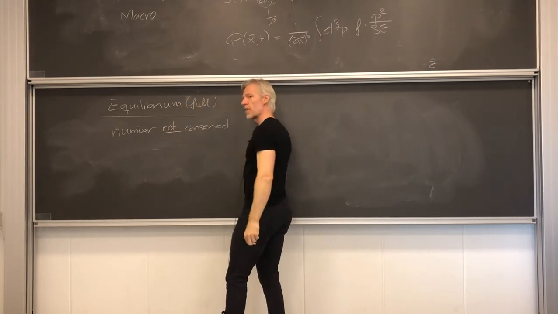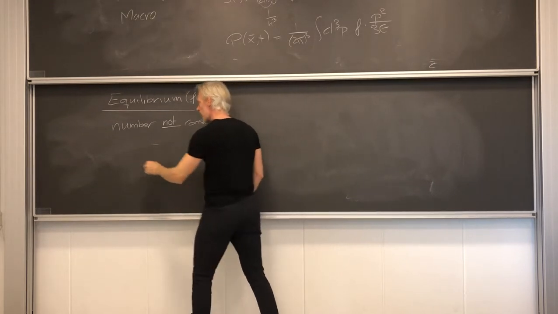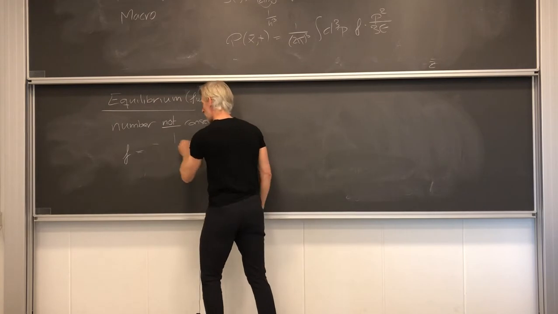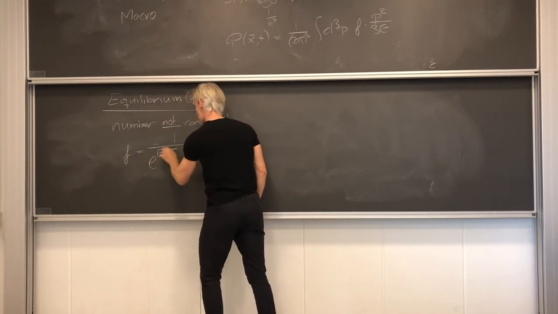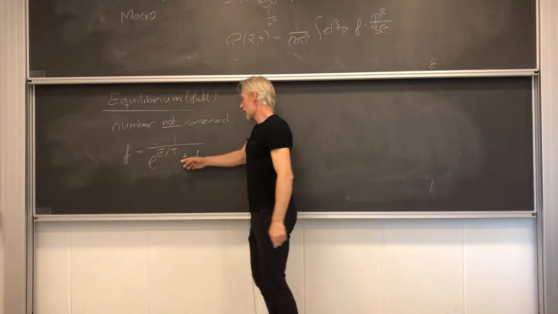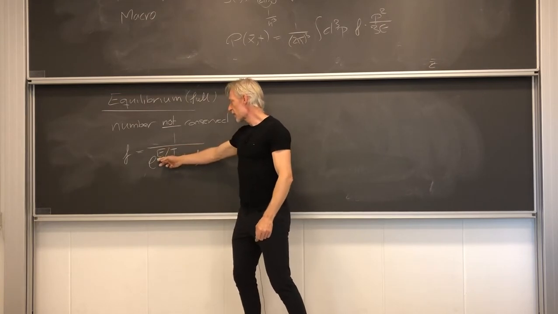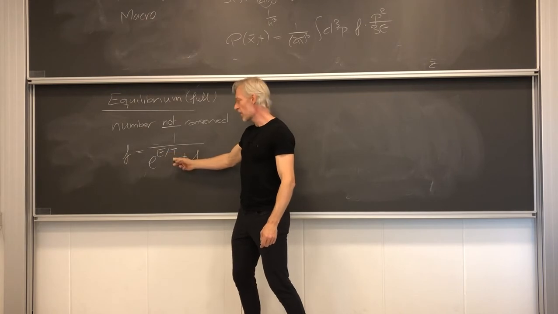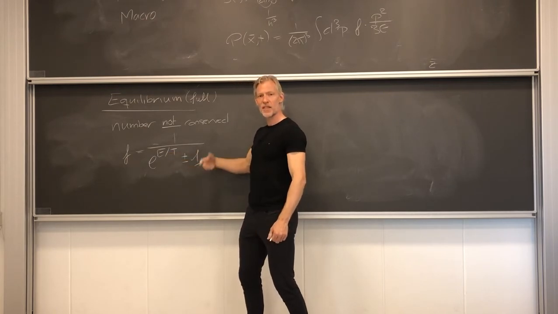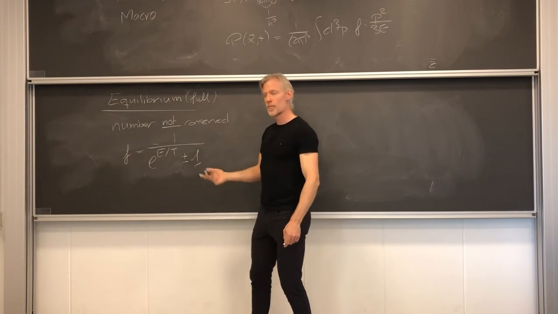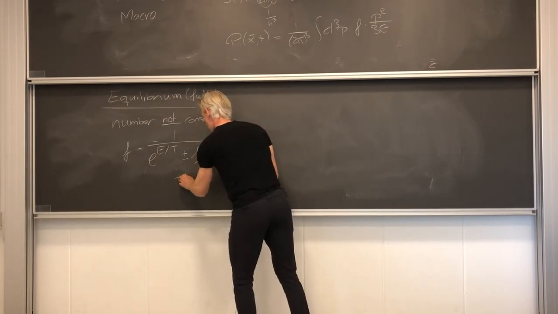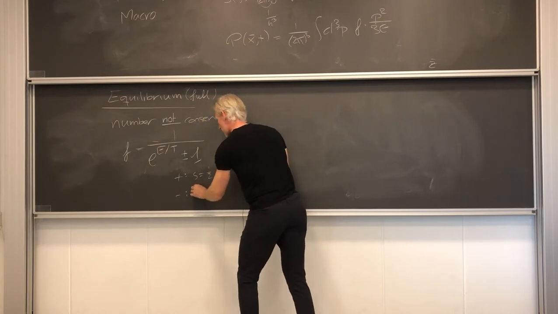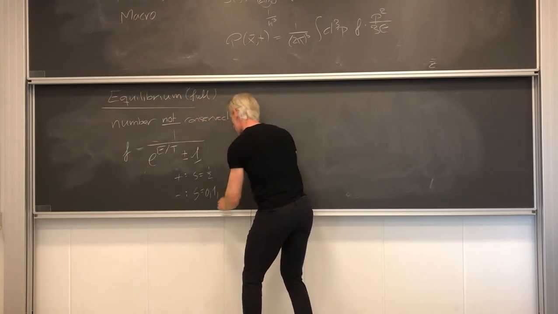So that's full equilibrium. And in that case, the distribution function always takes one of two forms. It's 1 divided by e to the E divided by temperature, plus or minus 1, where the plus is for fermions and the minus is for bosons. So plus is for spin 1/2 particles and the minus is for integer spin particles, and so on.